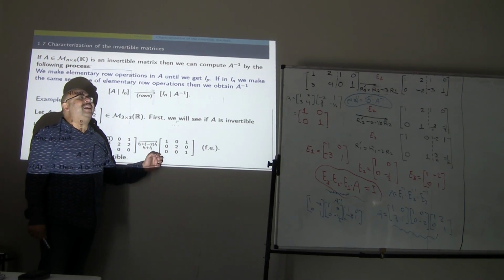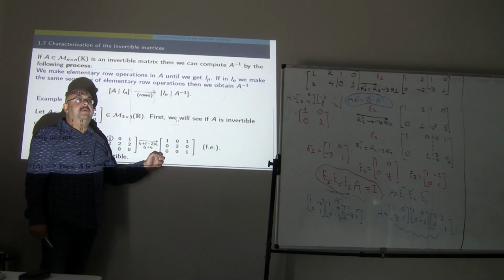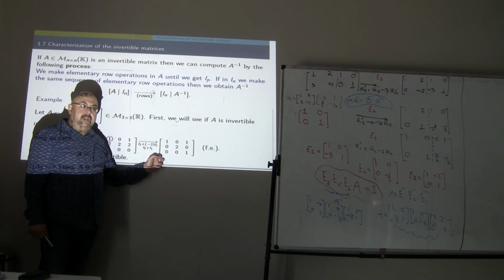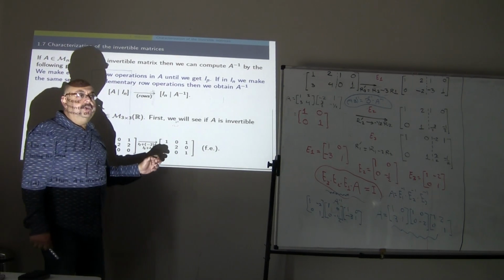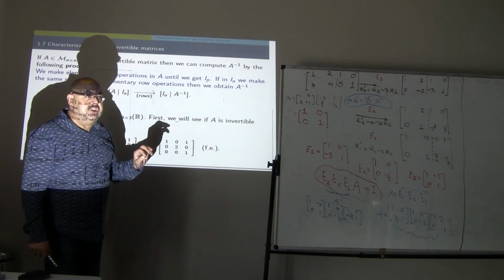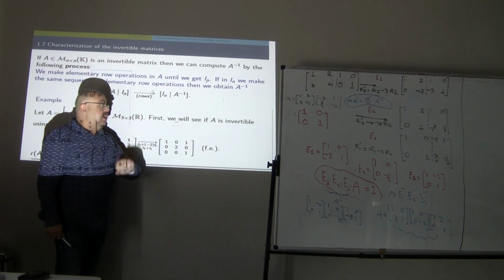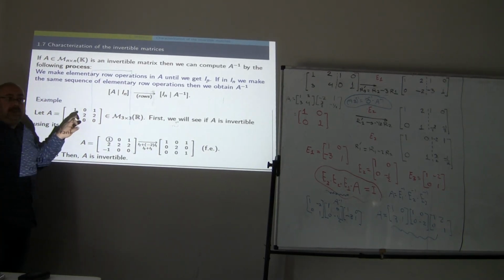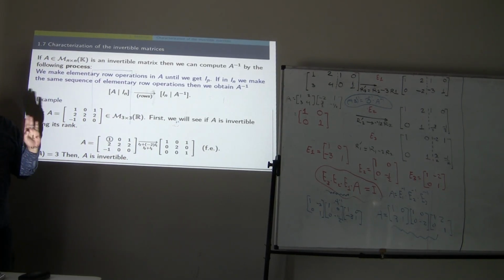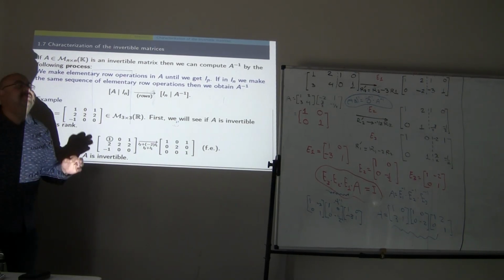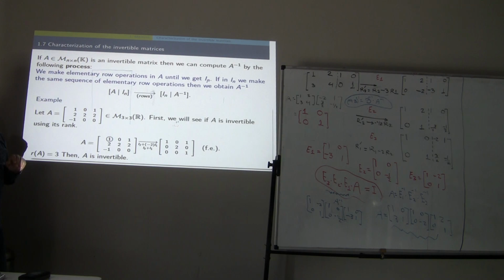Okay, what's the rank of this matrix? Do you remember the rank? It is the number of non-zero rows. So the number of non-zero rows is 3, and the dimension of this matrix is 3 by 3. Since the rank is equal to the number of rows and columns, it is invertible. I can get the inverse.